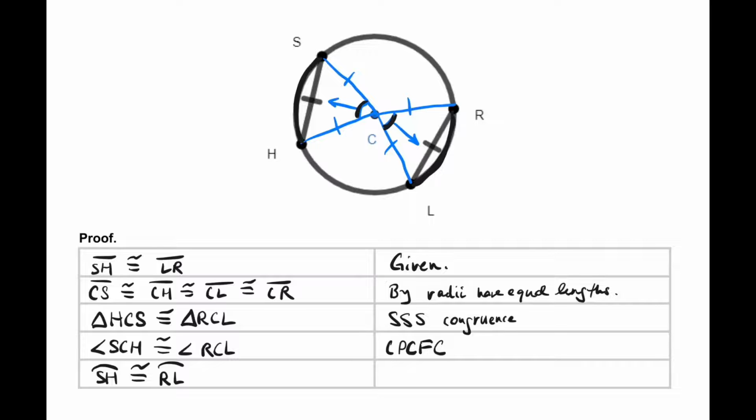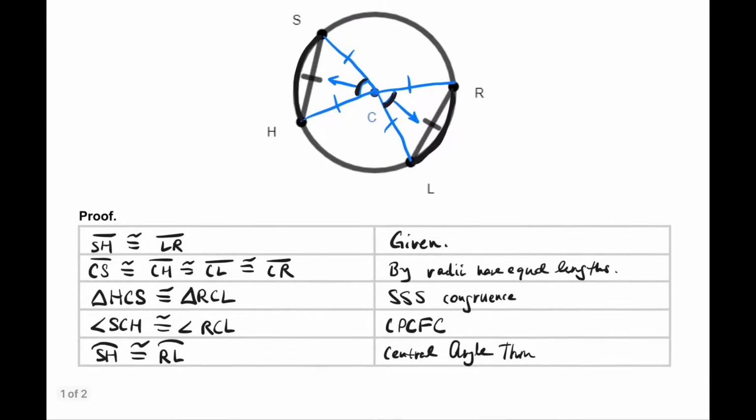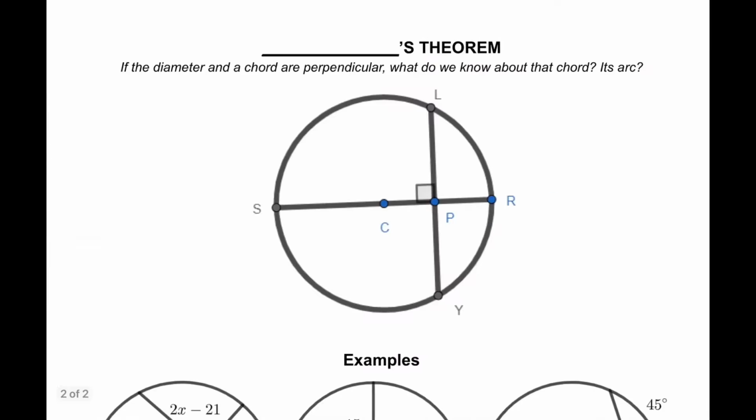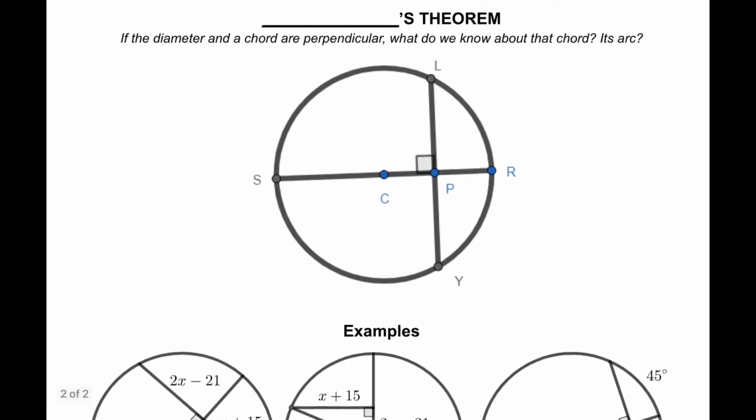So look, there's a lot of steps here, but they're really not that bad, right? These are not that bad steps to make. And this final step is by what? Well, it's by that one theorem. We're going to call it the central angle theorem. Okay. Very cool. Look how easy that was. Not that bad, right? So now we just got one more theorem, and then we're done with all these.